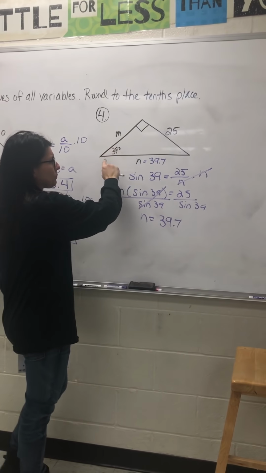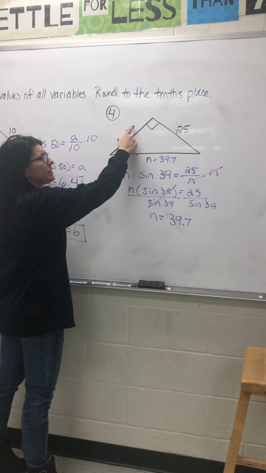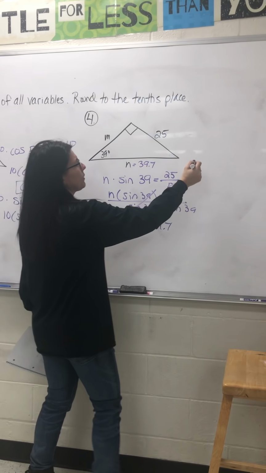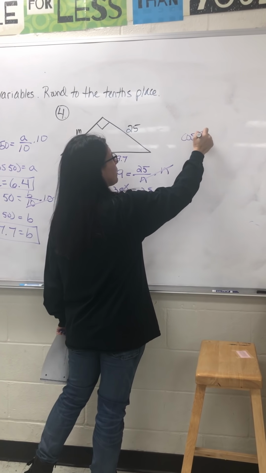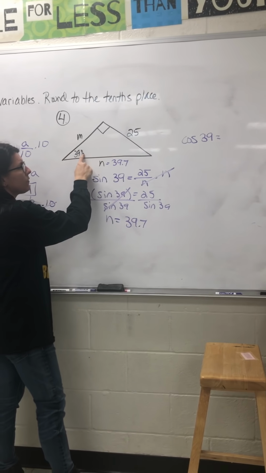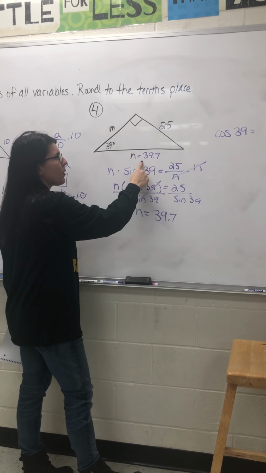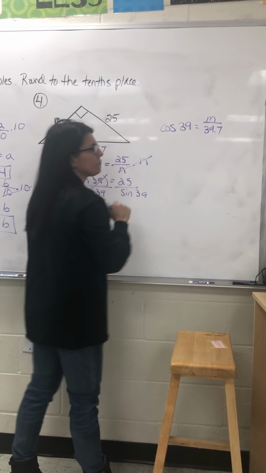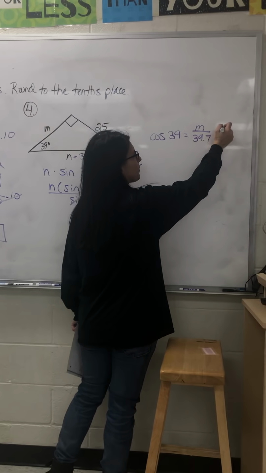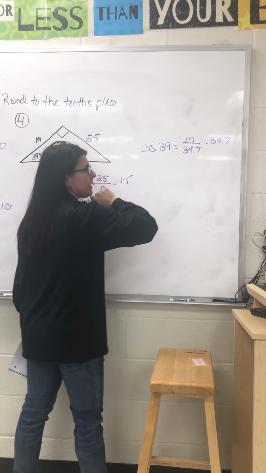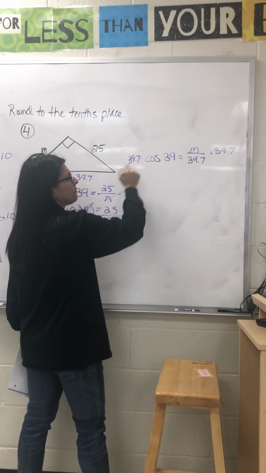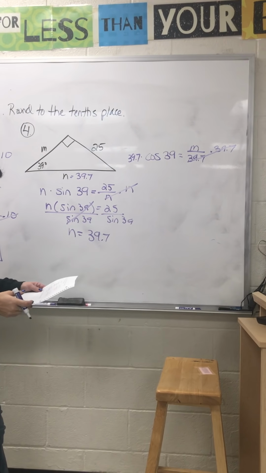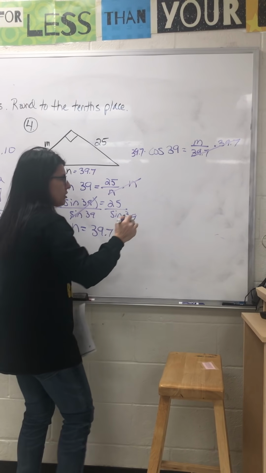So for m, I can use my cosine function because m is my adjacent side and this is my hypotenuse. So there's only one unknown. So I'm going to write this up as cosine of 39. Cosine of 39 is adjacent side over the hypotenuse. So that's going to be m over 39.7. I'm going to multiply both sides by 39.7 to get that m by itself. These cancel. So this is what I'm putting in my calculator to figure out what m is. And when you do that, you should get 30.9 as m.